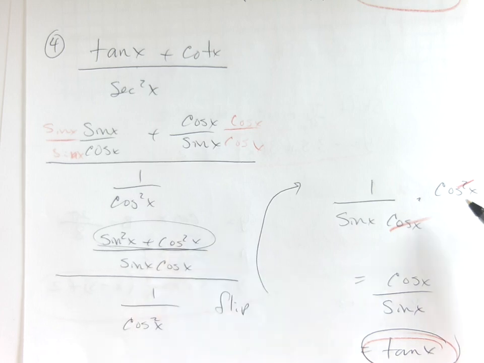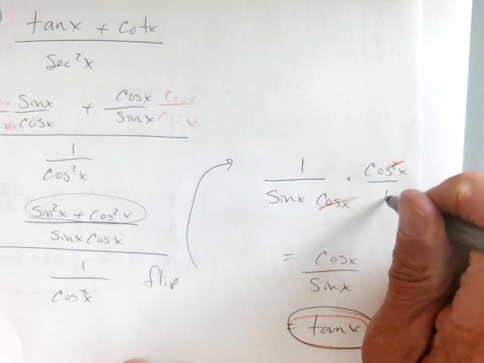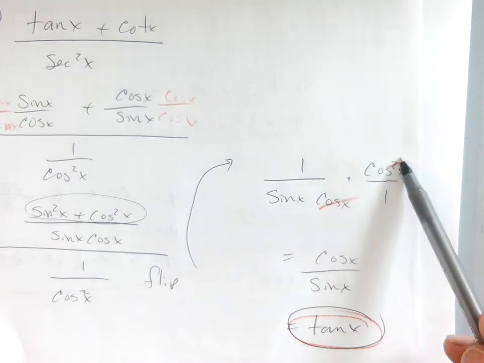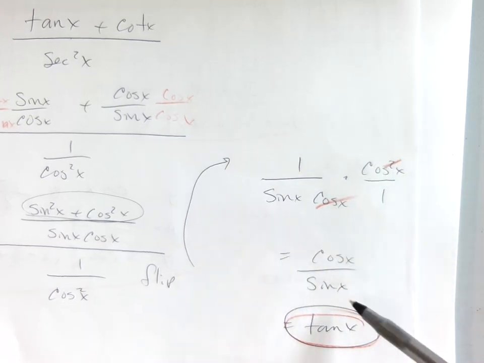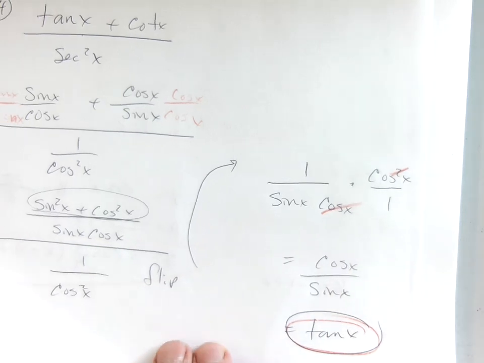Invert and multiply. So I multiply it times a cosine squared theta over 1. I don't really need the 1. One of these cosines cancels this cosine. You're left with a cosine over sine. So the identity is a tangent of x. Okay. Moving on.